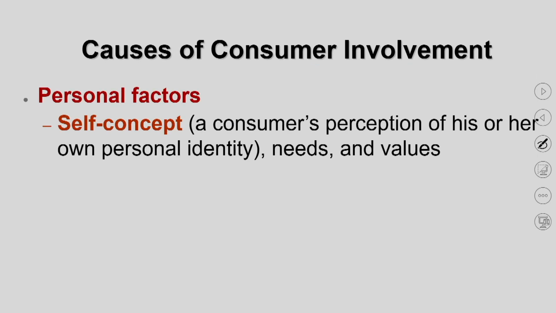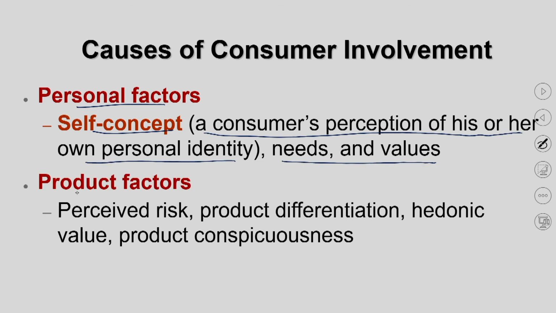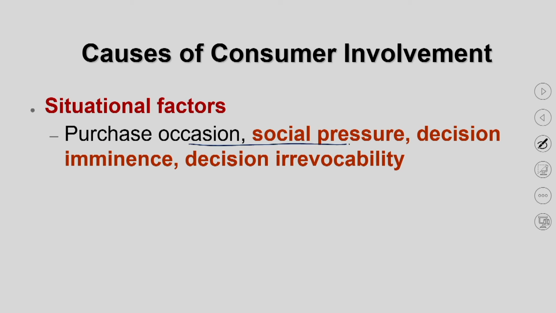Causes of consumer involvement. So personal factors, we have discussed this: self concept, a consumer's perception of his or her own personal identity, needs and values. Product factors: perceived risk, perceived differentiation, hedonic values, product conspicuousness, and so on and so forth. So we have discussed all this before. And situational factors also we discussed. So how much social pressure is there, what is the decision imminence, and what is the decision irrevocability.